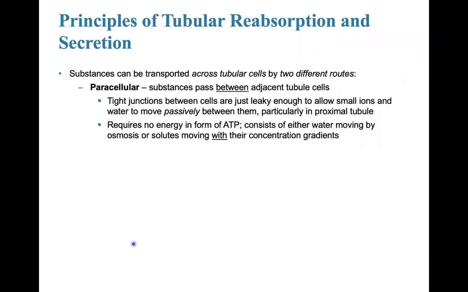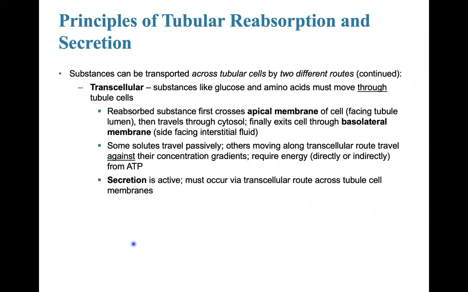Substances can be transported across tubular cells by 2 different routes. The first is paracellular. This is when substances pass between adjacent tubular cells. Tight junctions between the cells are just leaky enough to allow small ions and water to move passively between them, particularly in the proximal tubule. This requires no energy in the form of ATP, and it consists of either water moving by osmosis or solids moving within their concentration gradients.